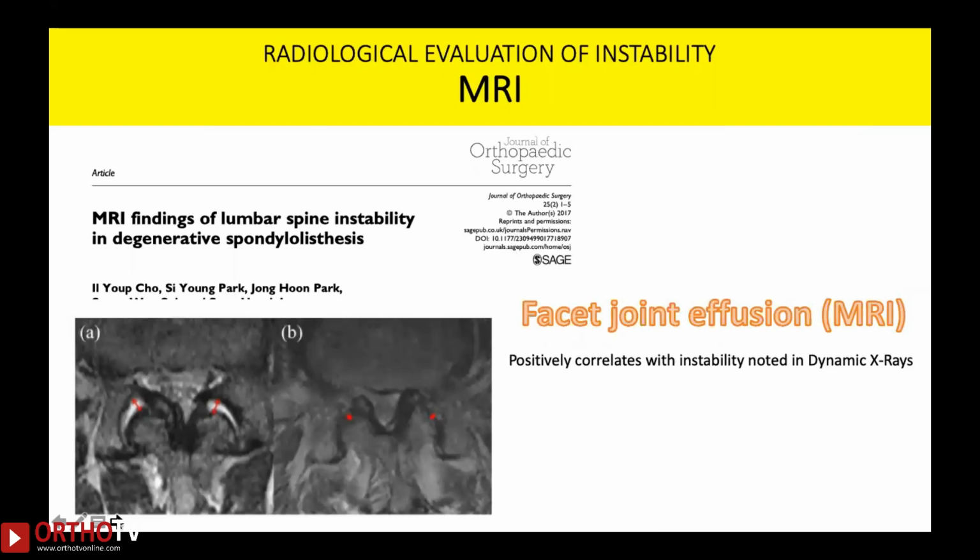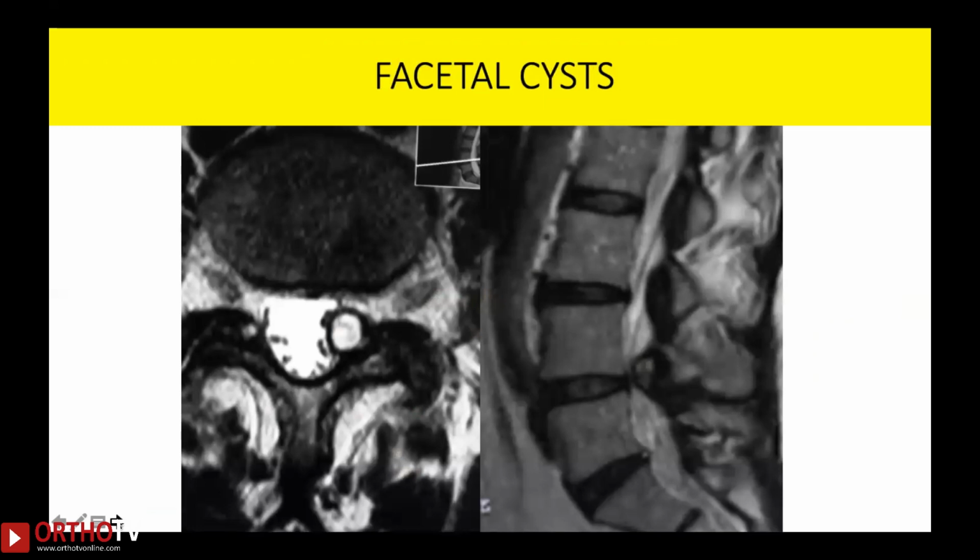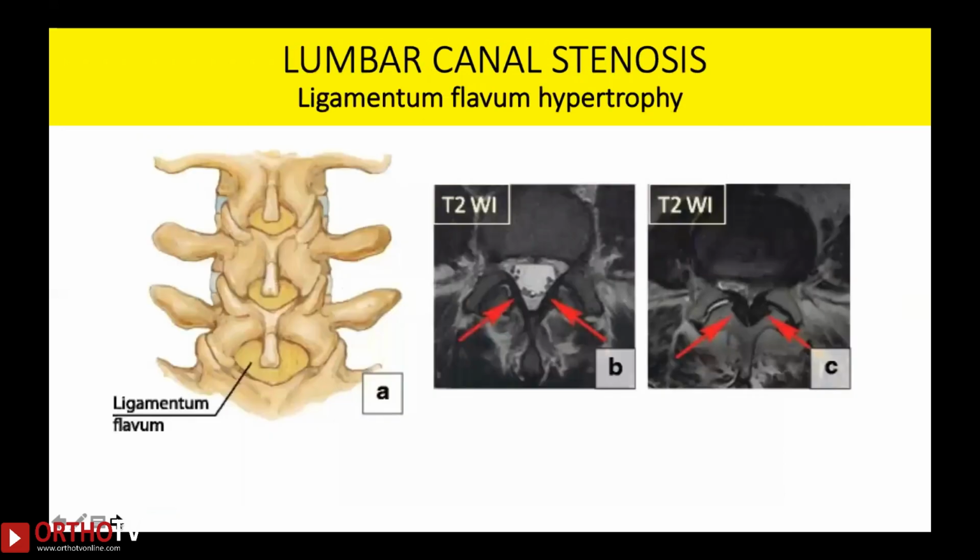The facetal effusion is a telltale sign of instability, and this can be confirmed with dynamic X-rays. Facetal arthropathy can also be visualized on the MRI, and the facet space narrowing, the presence of osteophytes or irregularity is a sign of facetal arthropathy. Facetal cysts can also masquerade as lumbar disc herniation and present with radiculopathy, but they look as a hyperintense signal coming out of the facetal joint.